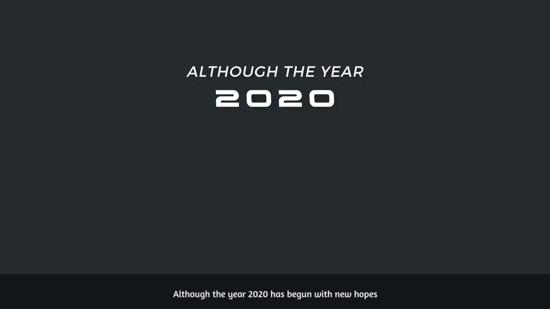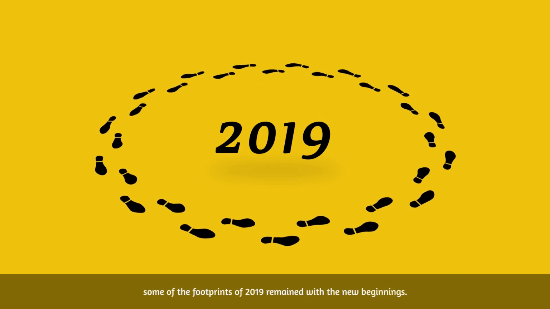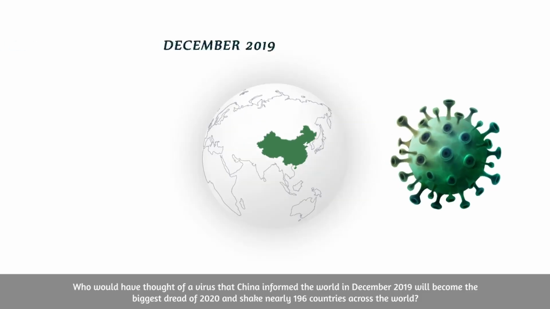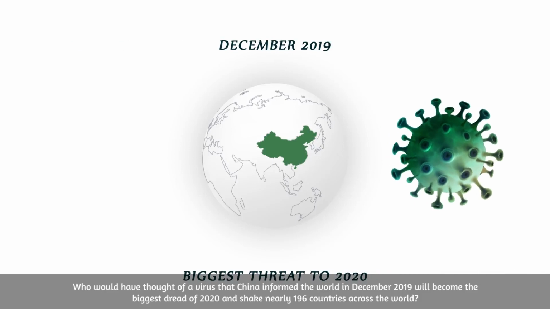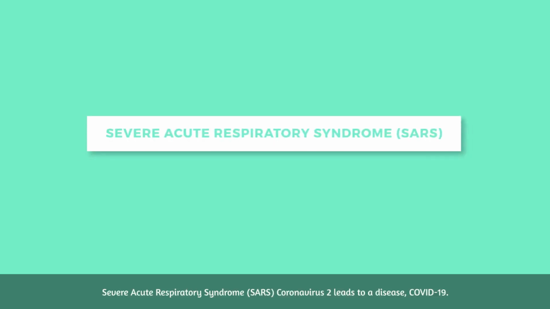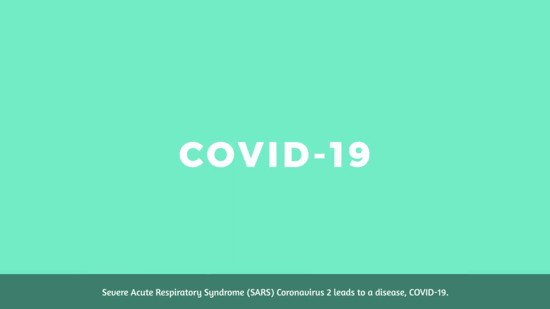Although the year 2020 has begun with new hopes, some of the footprints of 2019 remained with the new beginnings. Who would have thought that a virus that China informed the world about in December 2019 would become the biggest dread of 2020 and shake nearly 196 countries across the world? Severe Acute Respiratory Syndrome, SARS, coronavirus 2 leads to a disease, COVID-19.